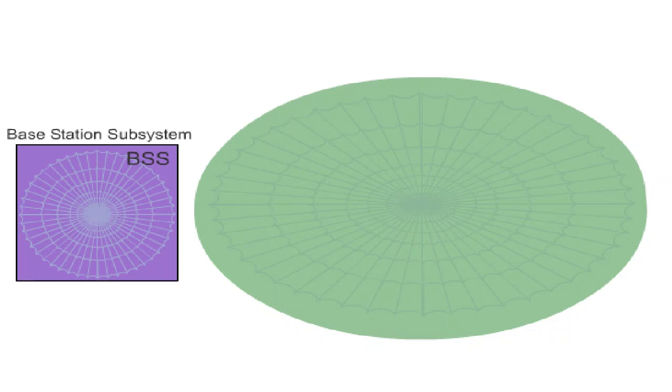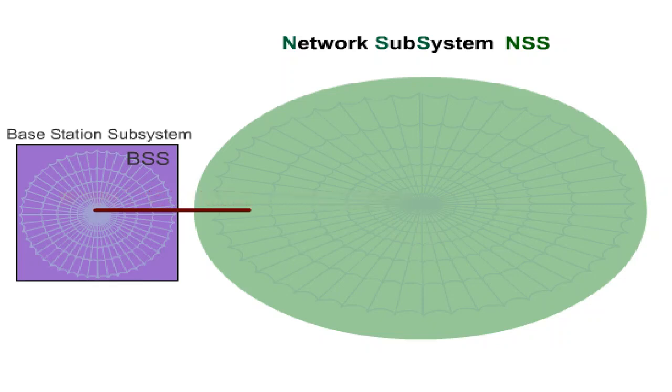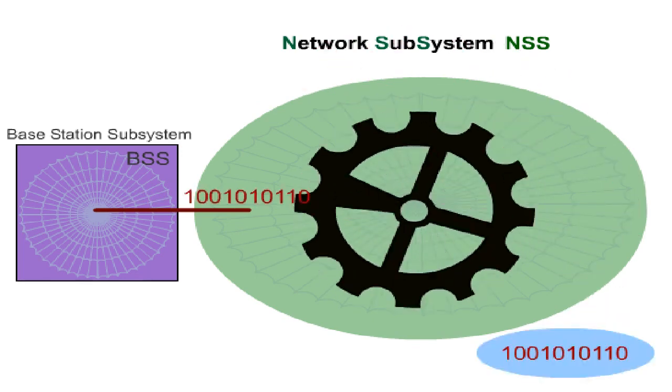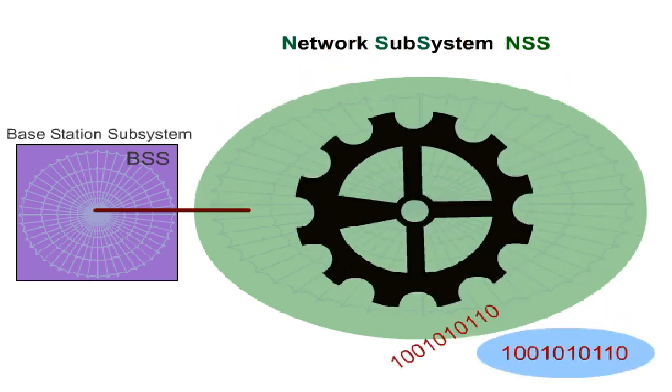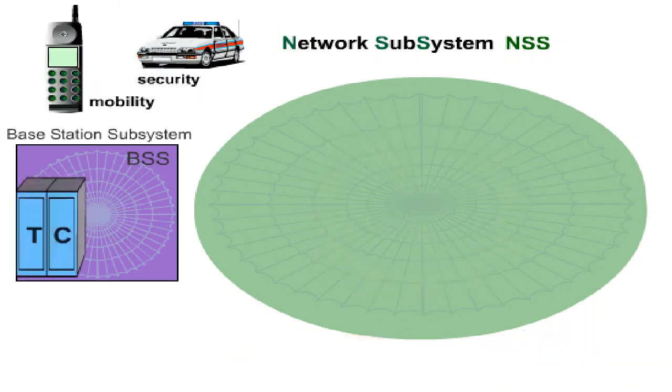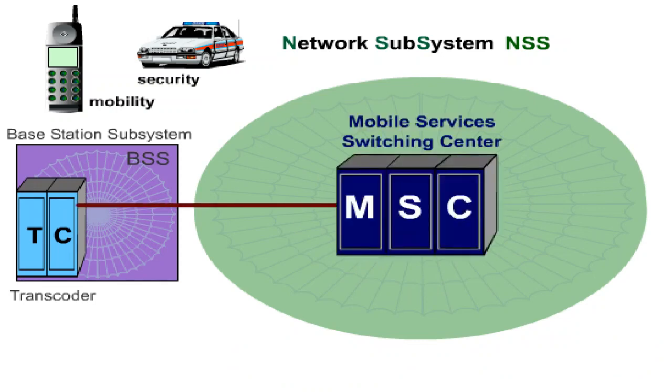The base station subsystem forwards the signals to the network subsystem, NSS, where speech and circuit switch data are controlled and forwarded to other networks if necessary. The NSS provides data relevant to security and mobility. The speech signals processed by the transcoder reach the Mobile Services Switching Center, MSC, via the A interface.